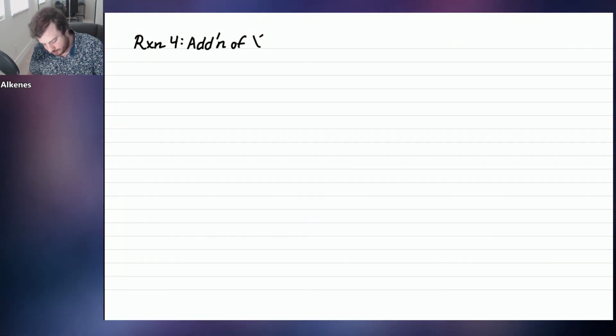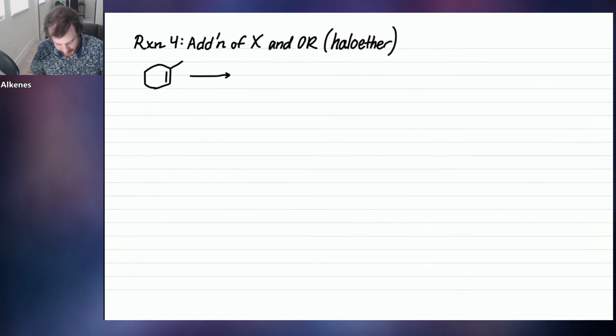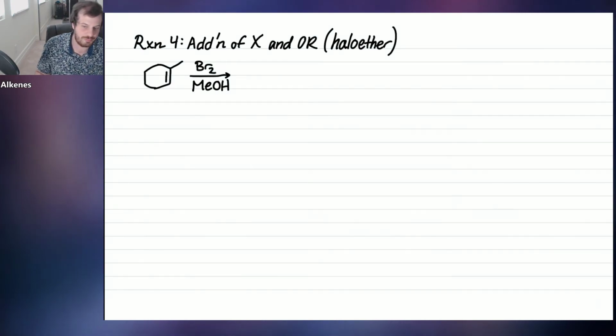We're flying through these. Reaction 4 is very similar to reaction 3. It's the addition of X and OR. And we call this the haloether formation. So very similar to adding H2O with bromine. Instead, we use an alcohol as the solvent. So the way the reaction works is we take Br2, and instead of H2O or CCl4 as the solvent, we'll use methanol as the solvent. The product is going to be an ether.